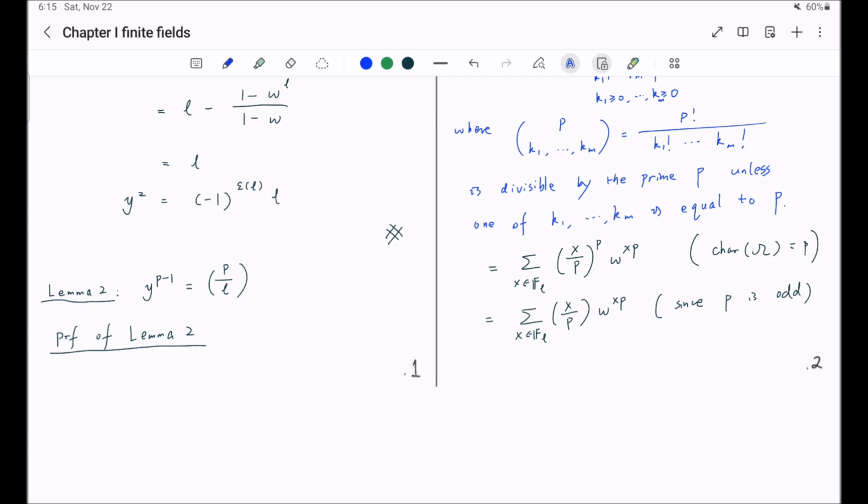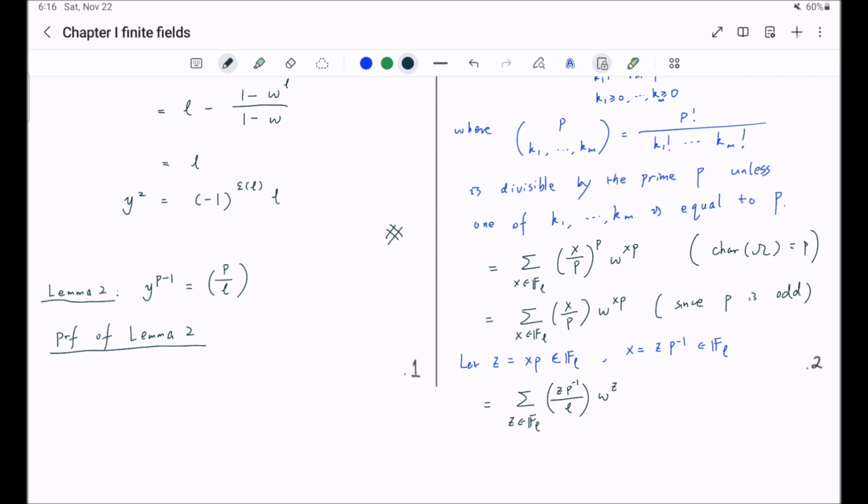And now here comes another magic trick. We're going to make another change of variable here. We're going to take z equal to x times p. And this z equal to x times p is in F_L. And because p and L are co-prime, that means p is invertible in F_L. So x is equal to z times p inverse in F_L. So the equation above can be transformed as the sum of z p inverse over L times omega raised to power z, where z ranges over F_L.